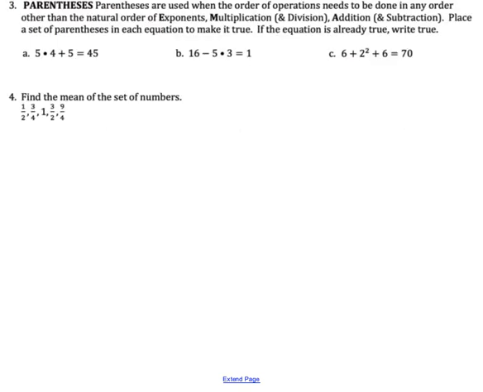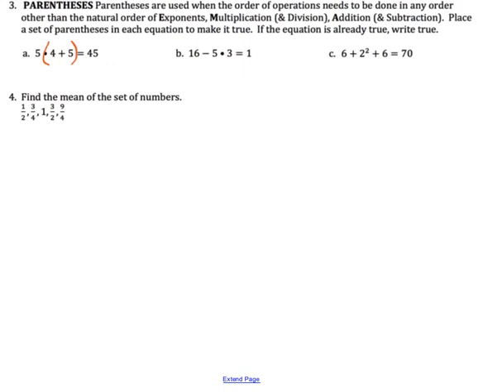Number 3 is a review problem. Well, no, it's not a review problem per se. It's something you could have done in 6th grade, but you're going to put parentheses in the expression to make it so that it's true. So 5 times 4 plus 5 is 45. Order of operations would have us multiply first, and we get 20 plus 5, which is not 45. So you need to put parentheses in here to make that work. Now 5 times 9 is 45. So I could put the parentheses in there and it would work.